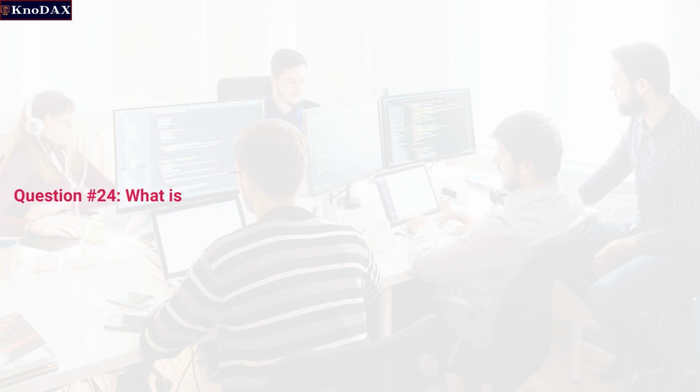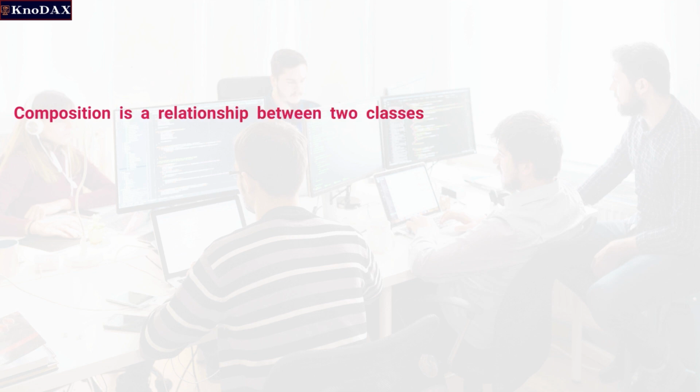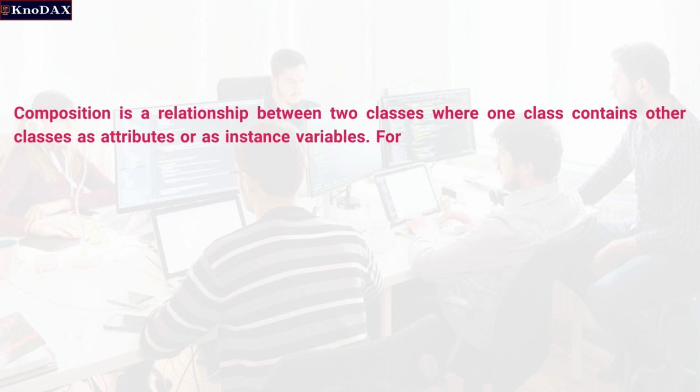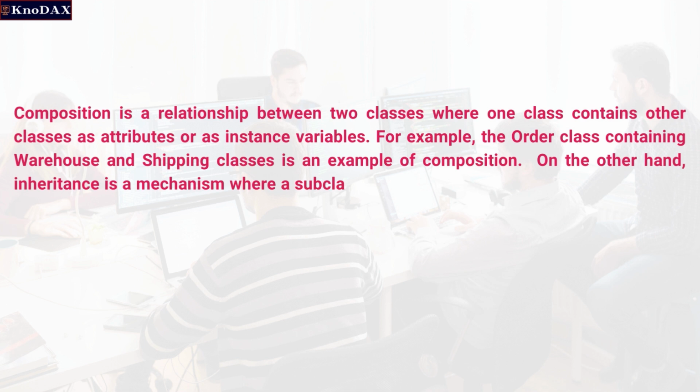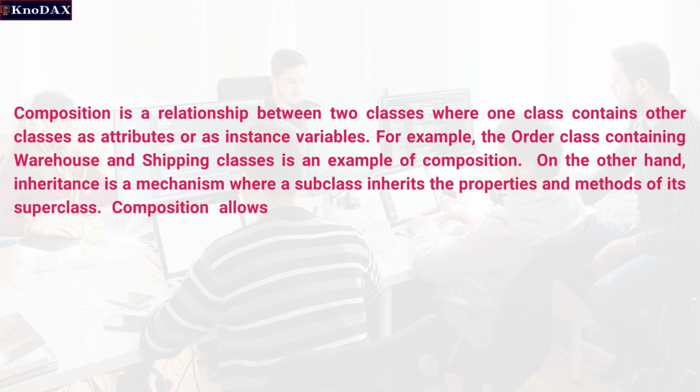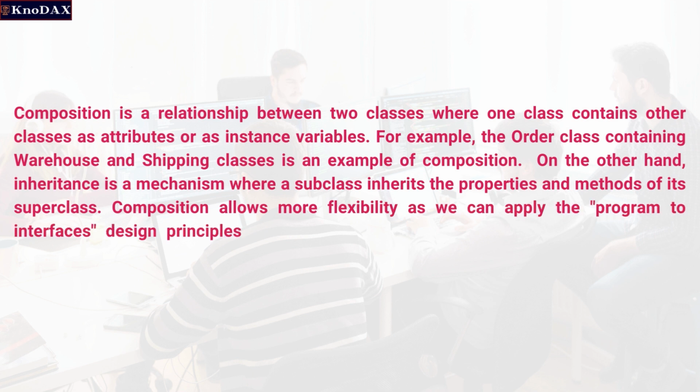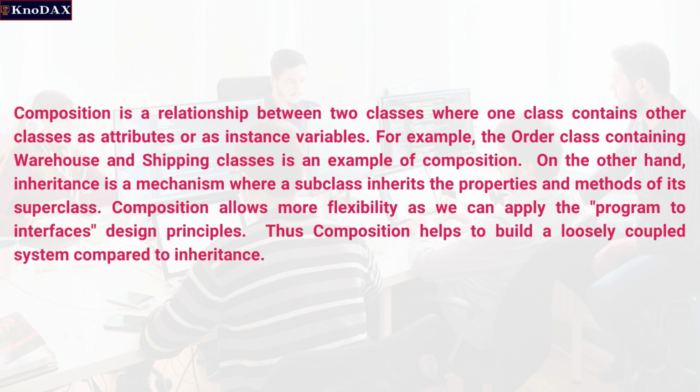What is the difference between composition and inheritance? Composition is a relationship between two classes, where one class contains other classes as attributes or instance variables. For example, an Order class containing Warehouse and Shipping classes is an example of composition. On the other hand, inheritance is a mechanism where a subclass inherits the properties and methods of its superclass. Composition allows more flexibility as we can apply the program to interfaces design principle. Thus, composition helps to build a loosely coupled system compared to inheritance.